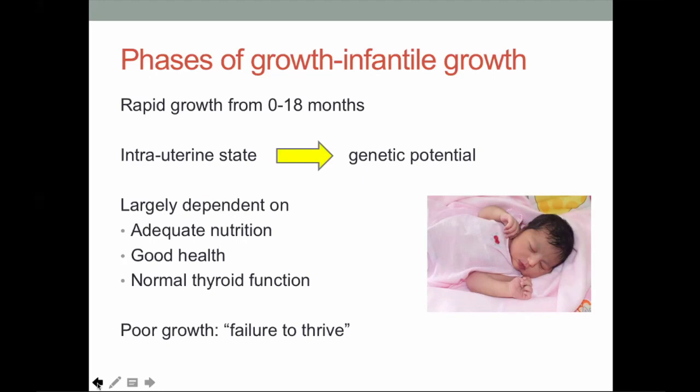So that is why we say during the first 2 years of life, you can actually manipulate growth to a certain extent, and you can optimize growth by making sure the child receives and has access to the correct nutrition, maintaining growth which is optimal for this child. After 2 years, your genetic potential plays a greater role. And if there is poor growth during the first 2 years of life, it is known as failure to thrive.